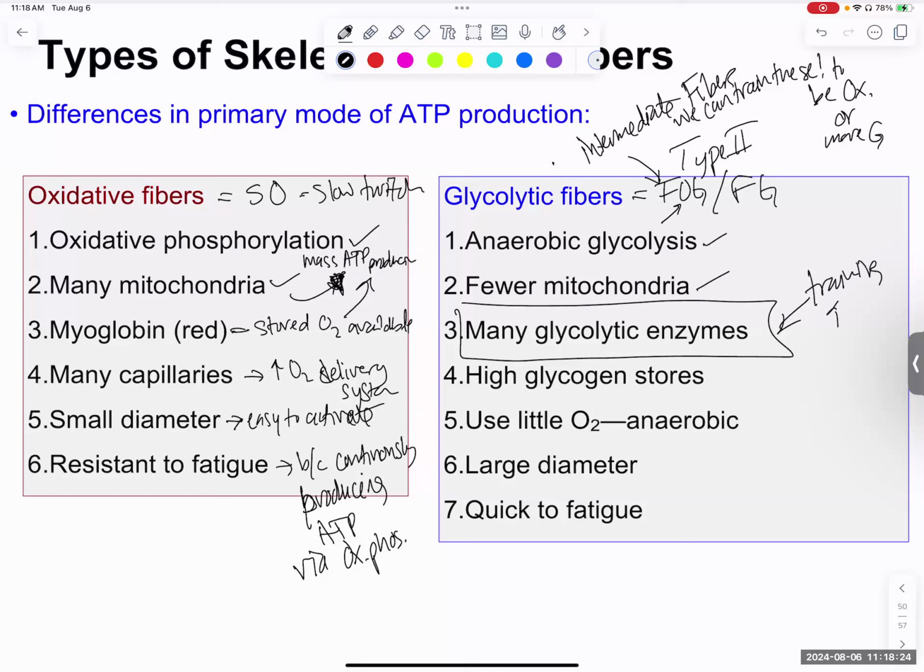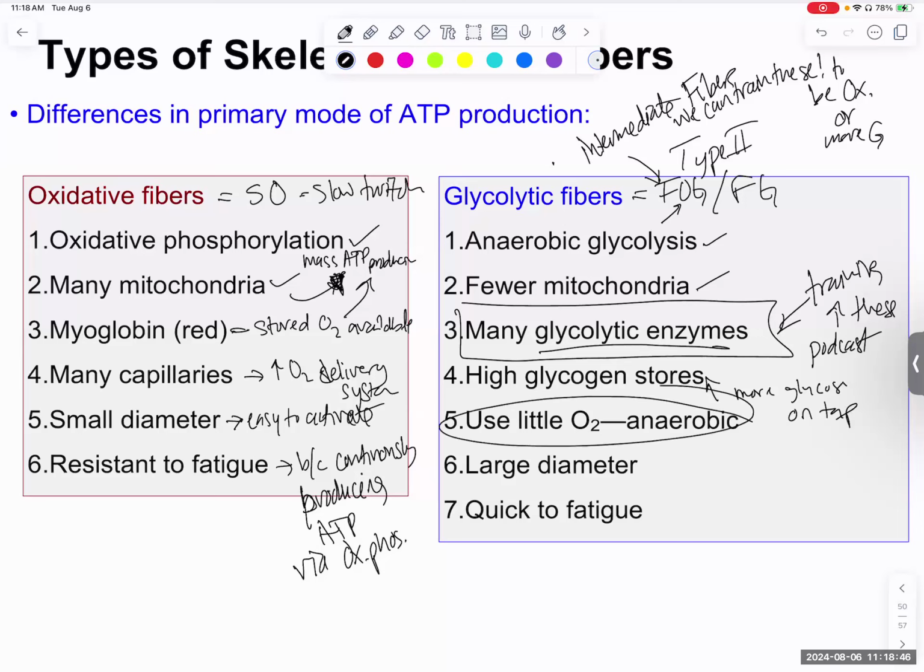Training increases these. Remember the podcast, can training change your DNA? So they showed that training can increase glycolytic enzymes. You can store more glycogen, so you have more glucose on tap. Not a lot of capillaries because not using O2. They're large in diameter, so we recruit these last because they burn out quick.